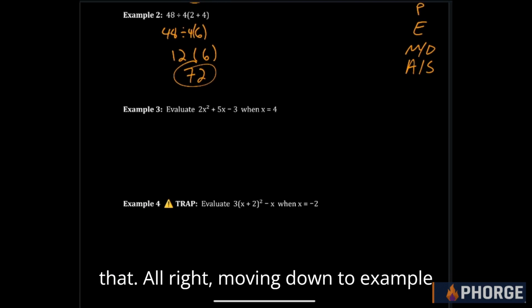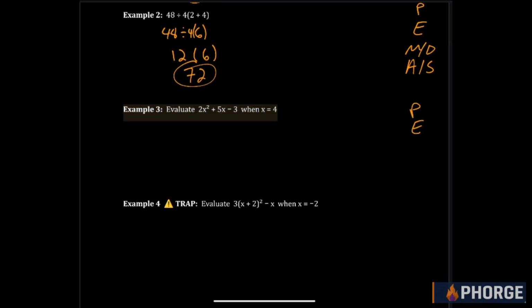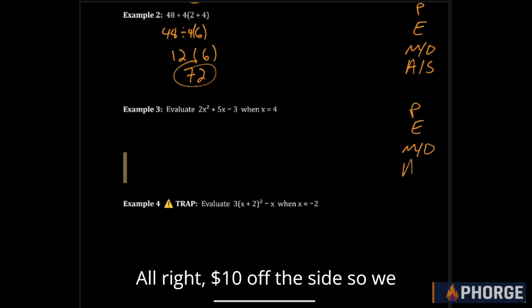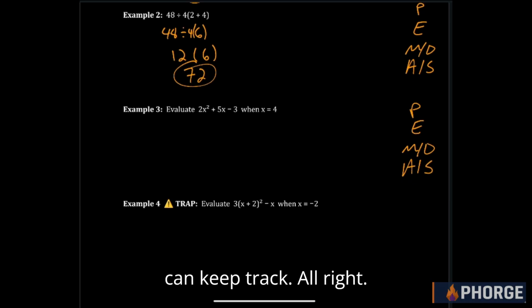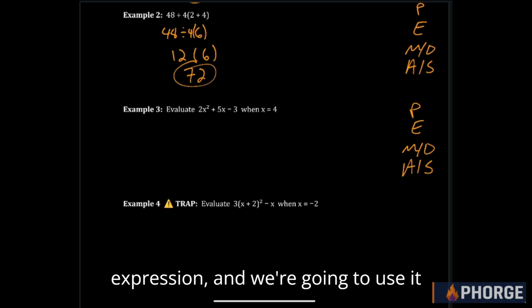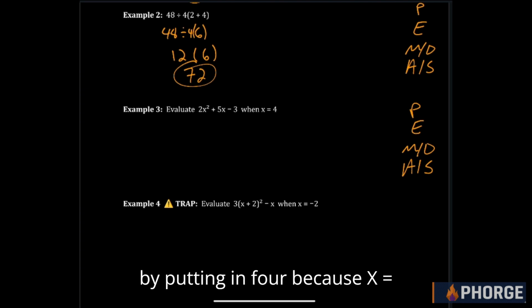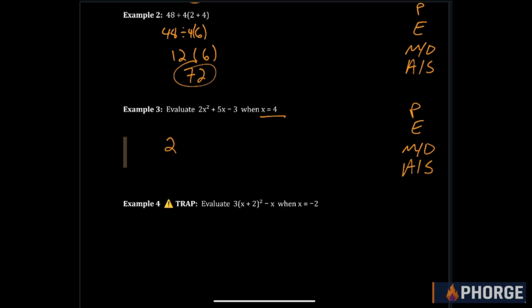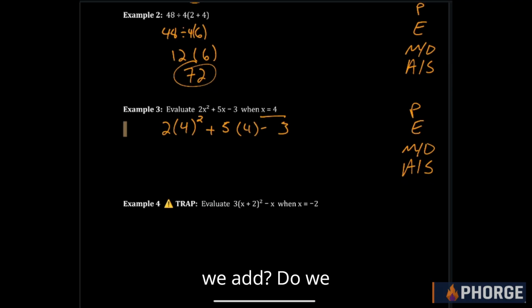All right, moving down to example number 3. All right, PEMDAS off the side so we can keep track. We're going to use this expression, and we're going to put in 4 because x equals 4. So 2 times 4 squared plus 5 times 4 minus 3.